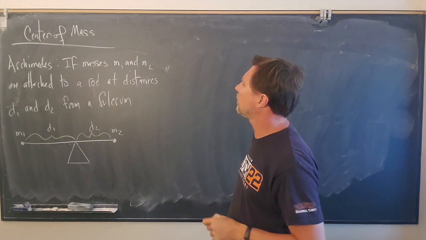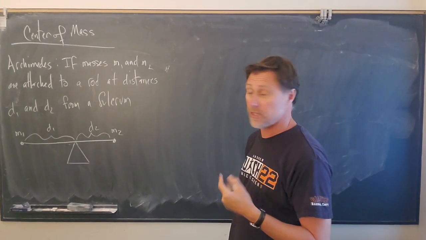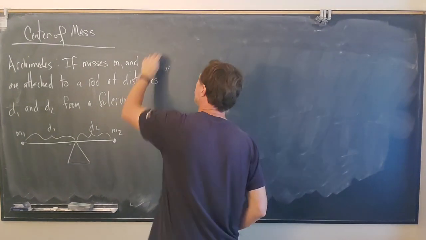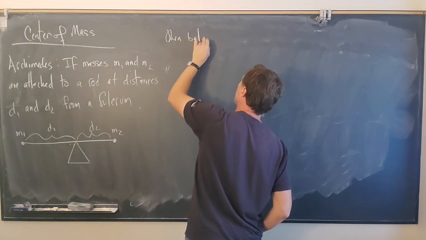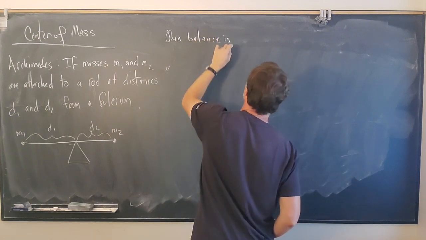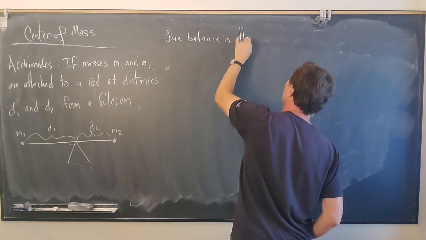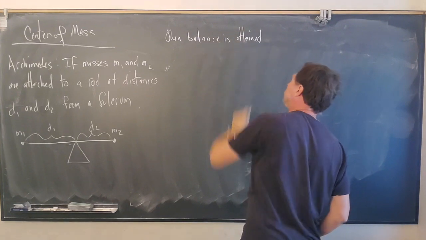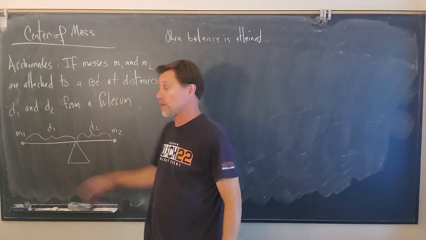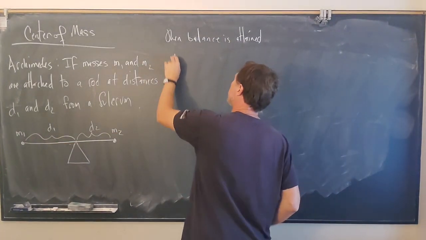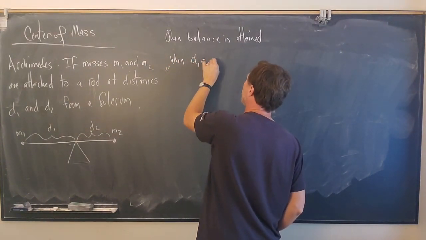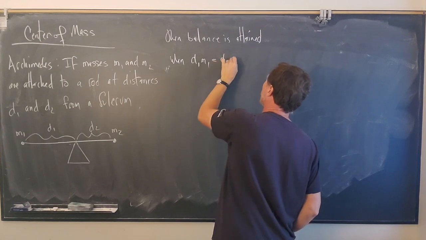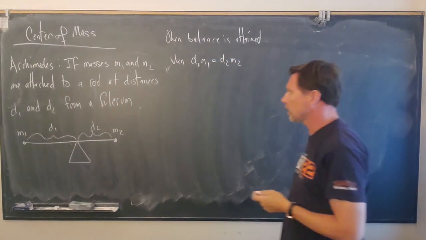So if they're attached at distances d1 and d2 from a fulcrum, then balance is attained, meaning this will be horizontal when d1 times m1 is equal to d2 times m2. Right? So that's Archimedes' principle.